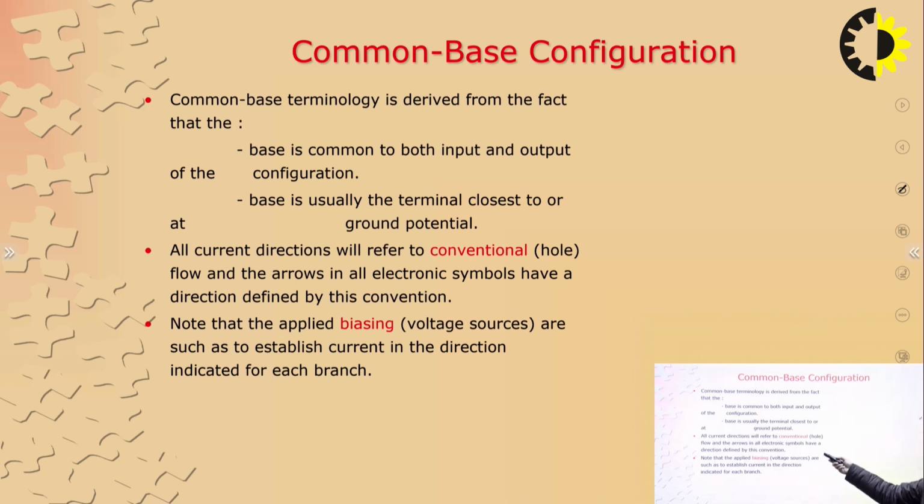All the current directions will refer to the conventional hole flow, and the arrows in all the electronic symbols have a direction defined by this convention. This is all about the common base or the introductory part of common base configuration.